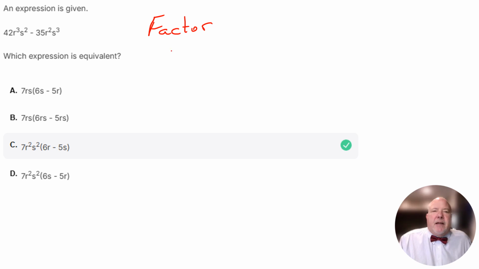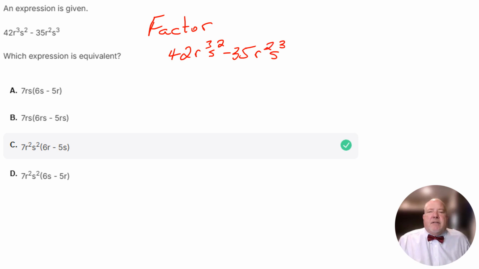So let me write this down. 42 r to the third s to the second minus 35 r to the second s to the third. Okay, so in factoring, it's the opposite of distributing. In distributing, you multiply something in. In factoring, you divide something out. So what I'm looking for is common factors that I can divide out of this.